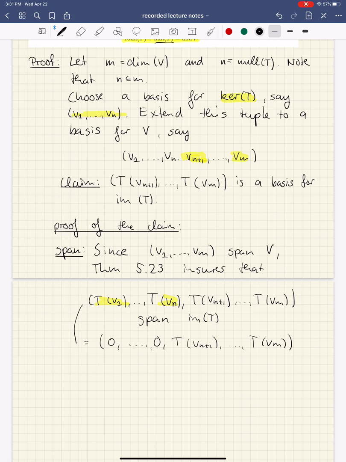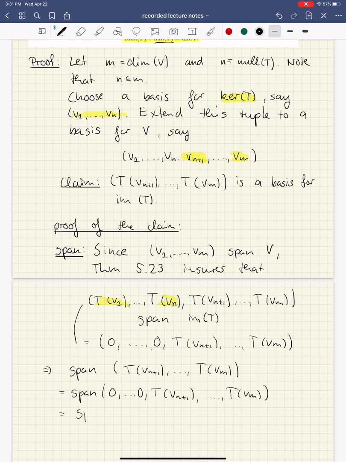Well, so that means now that the span of T of Vn+1 all the way up to T of Vm is actually equal to the span of zeros. Yeah, that doesn't really do anything. This was one of the remarks when we were talking about spanning tuples.